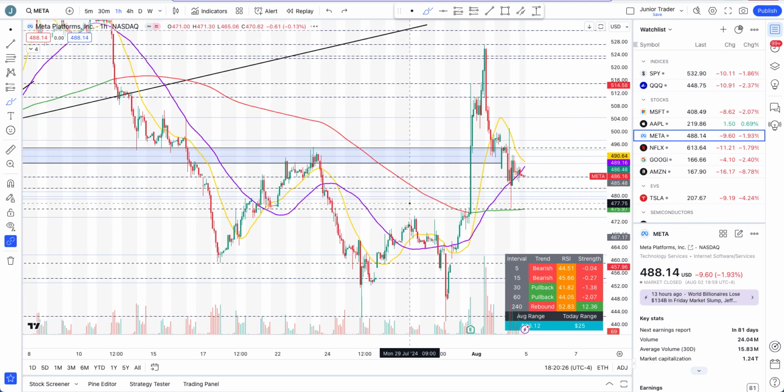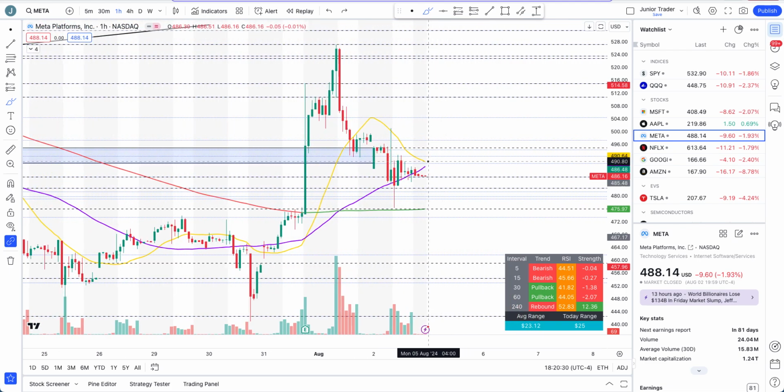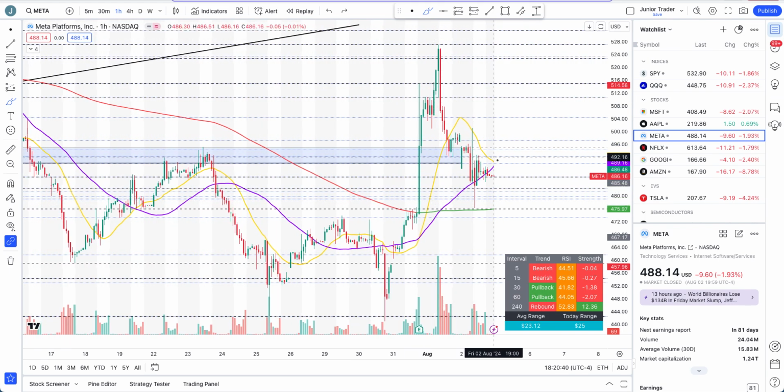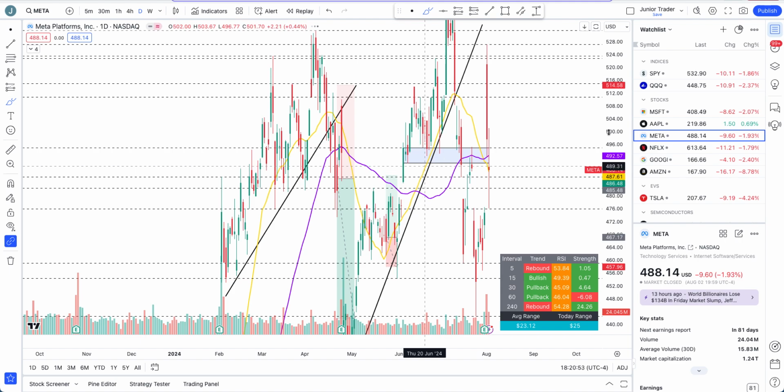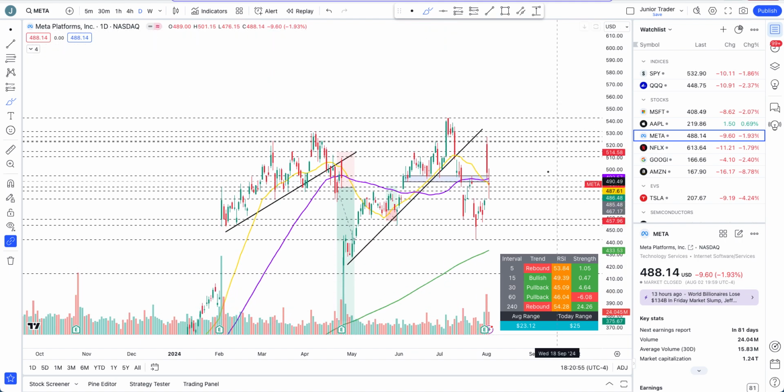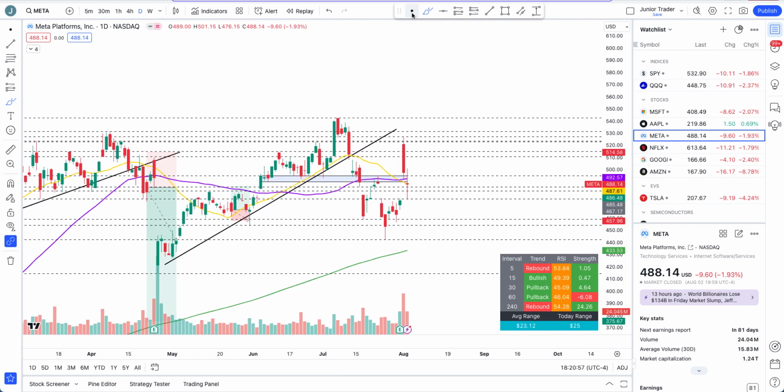I would only want to play it to the upside if Meta gets above this 20, 50 hours moving average, and I would want to see it above 494. If Meta can do that, then some upside can be played. Otherwise, from here, let's see if it comes down. But this is the zone between 485 and 475 that I would not want to trade this thing. This structure is stuck in the middle right now. That's what earnings do some of the time. They just screw things up, right?